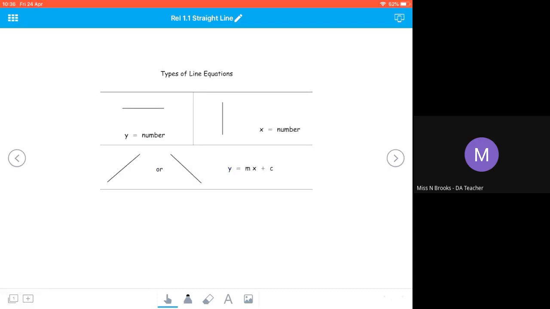So there are different types of line equations. We've got horizontal lines, and horizontal lines have a gradient of 0, if you remember from Nat 4. We've got vertical lines. They have a gradient of undefined, or sometimes you'll see it written as infinity, or m equals infinity. And then you've got our two sloping lines: the one that looks like it's going up a hill has a positive gradient, and the one that looks like a ski slope has a negative gradient.